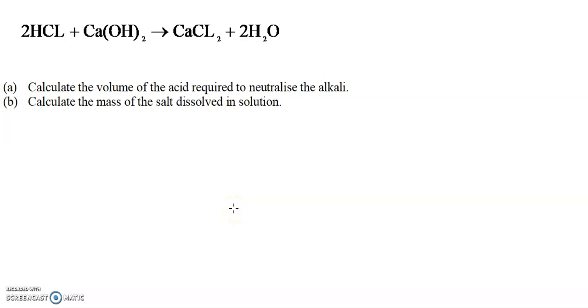In this video I am going to work through two types of titration calculations related to this neutralisation reaction as shown here. This is the acid, hydrochloric acid. This is the alkali, calcium hydroxide. This is the salt, calcium chloride. And obviously this is water.